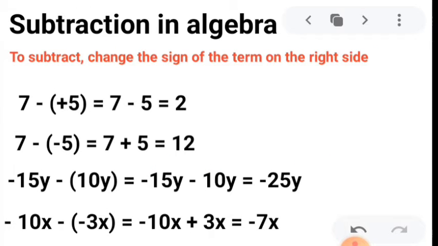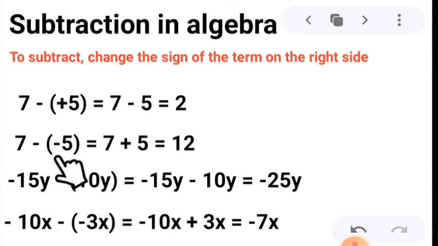Now, to subtract numbers or terms in algebra, we change the sign of the term on the right side. So if the term on the right side has a positive sign, we change it to negative, and if the term on the right side has a negative sign, we change it to positive. So 7 minus plus 5, if we change the plus sign, we have a minus sign. So 7 minus 5 will give us 2.